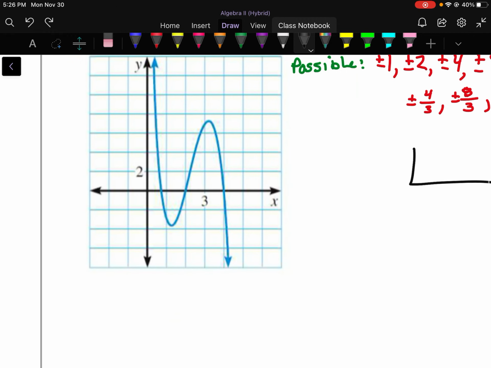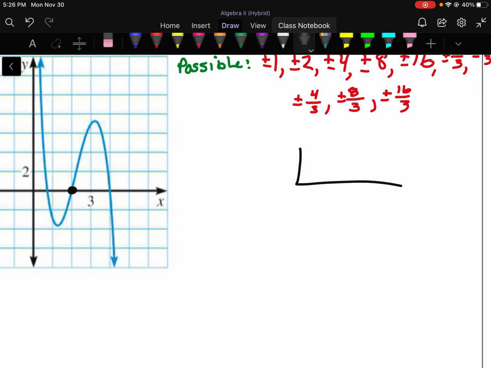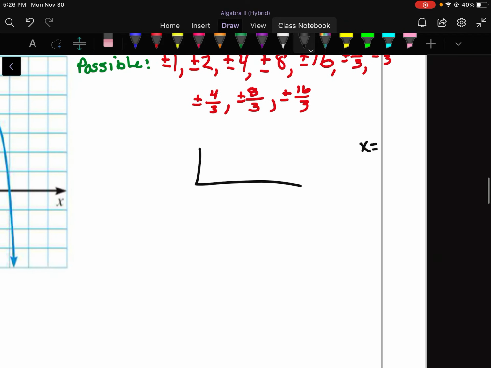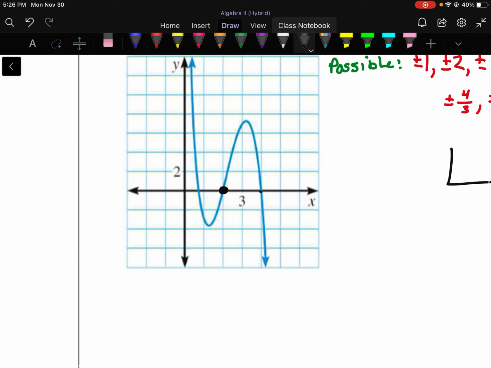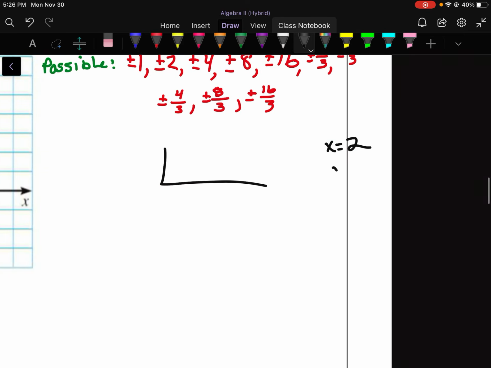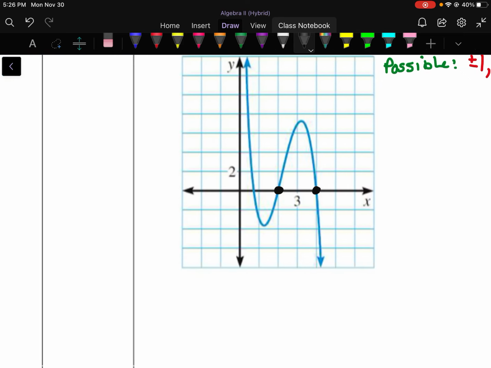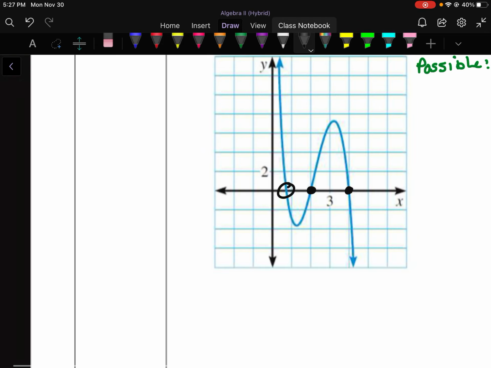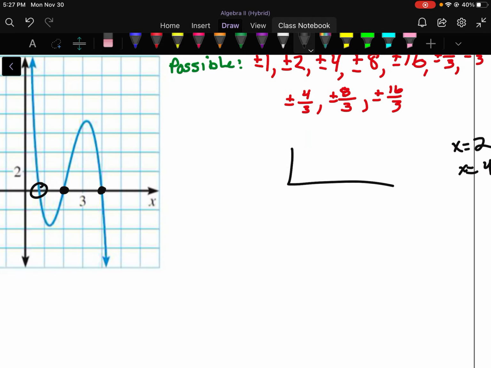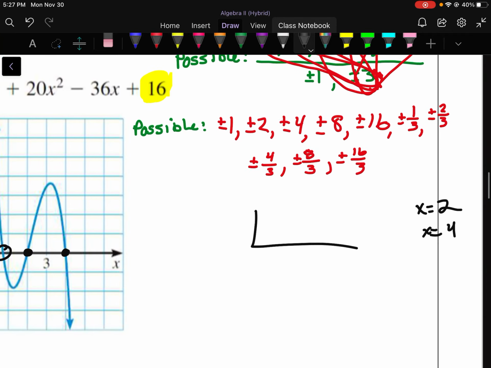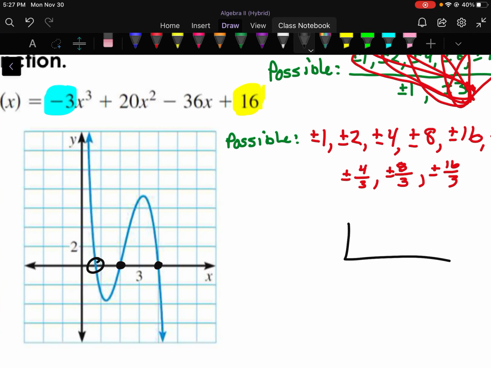We're looking at this graph. It says that 2 is a solution. So we can go ahead and just write that one down. That was easy. We also know that, oh wow, 4 is a solution. So that was easy. We're going to have to find that bad boy, though. So again, we are going to have to do synthetic division. So we'll go ahead and set this up.